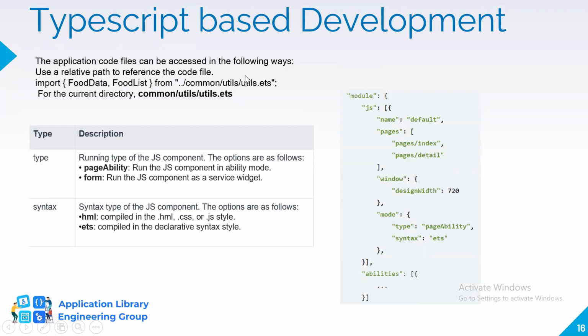Okay, as we saw the config.json file for JavaScript, here there is a small change which we have to make for an ETS project. In the same JS stack, along with name, pages, and window, we have to define the mode over here.